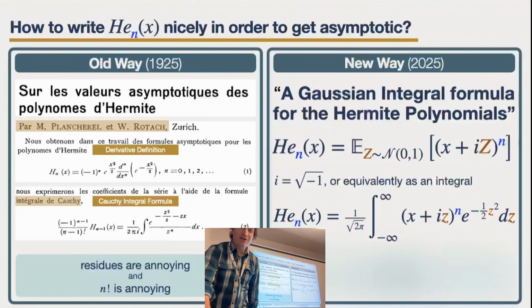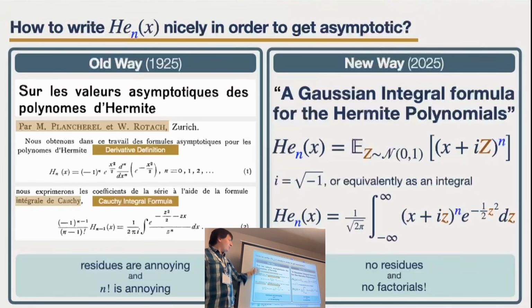And so our final answer doesn't involve n factorial. If you look up the Plancherel-Rotach asymptotics online, it says big formula times n factorial, and then you have to do another round of asymptotics with the n factorial, but ours doesn't have that. It's just straight out. And of course they're equivalent because they're both what the Hermite polynomials are.